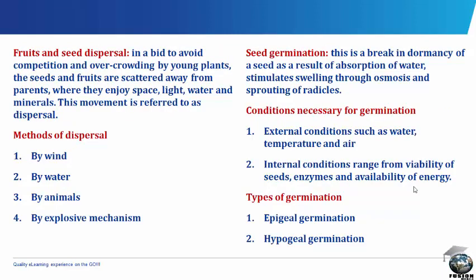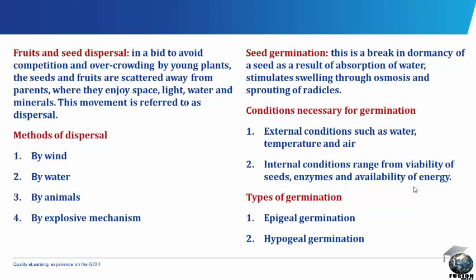Fruits and seed dispersal. It is in a bid to avoid competition and overcrowding by young plants. The seeds and fruits are scattered away from parents where they enjoy space, light, water and minerals. This movement is referred to as dispersal. Because of this, methods of dispersal emerge: 1. By wind, 2. By water, 3. By animals, 4. By explosive mechanism.